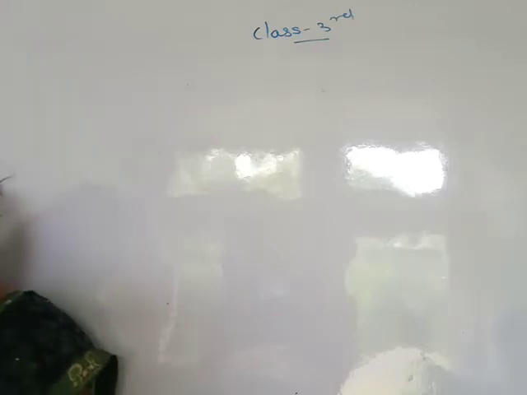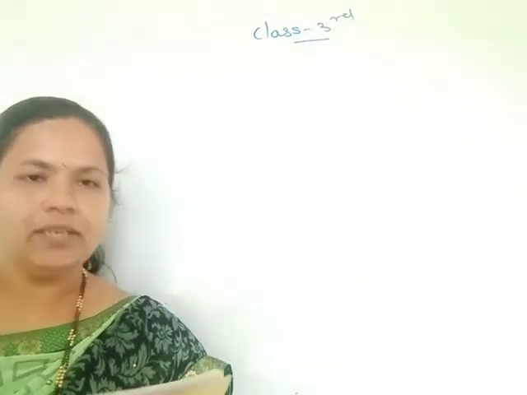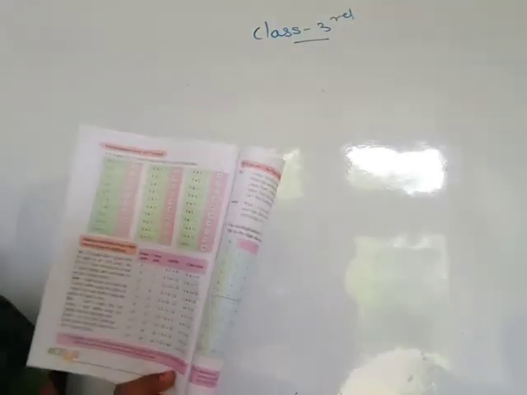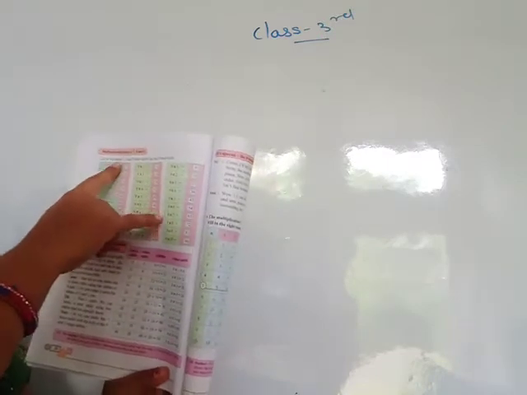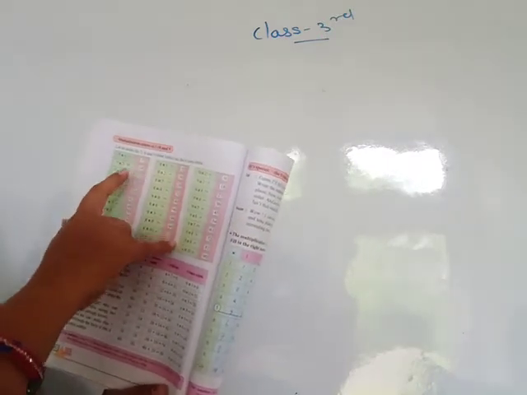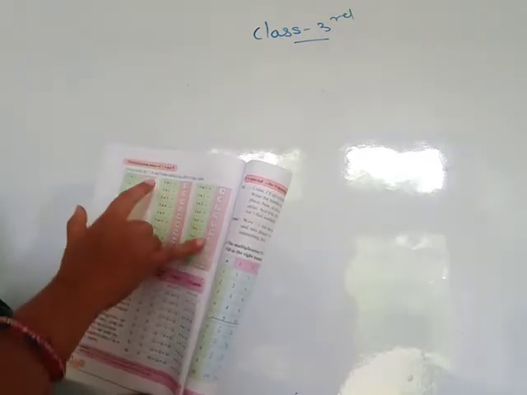Good morning, students. See, in this multiplication chapter, page number 28, multiplication tables of 7, 8 and 9. Let us make the 7, 8 and 9 tables like the 6 times table. See here, table 7 is given, 8 is given and 9 table is given.